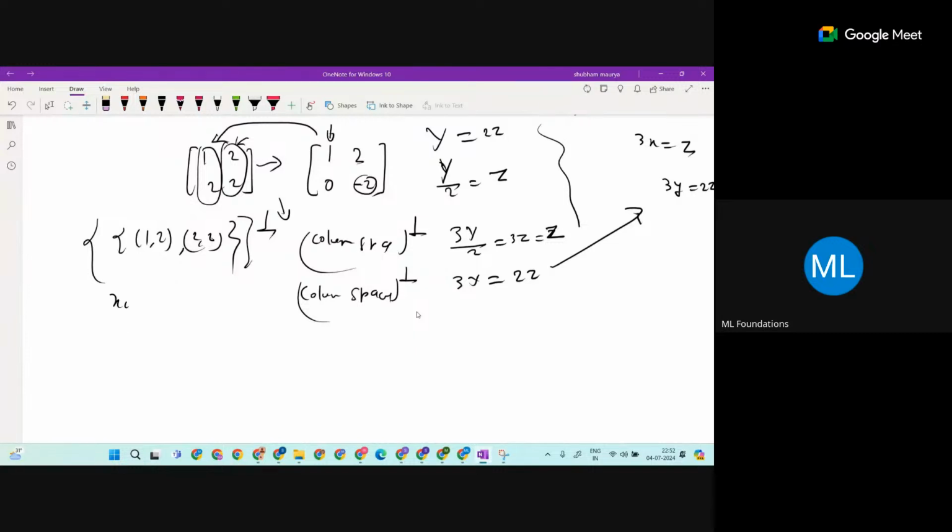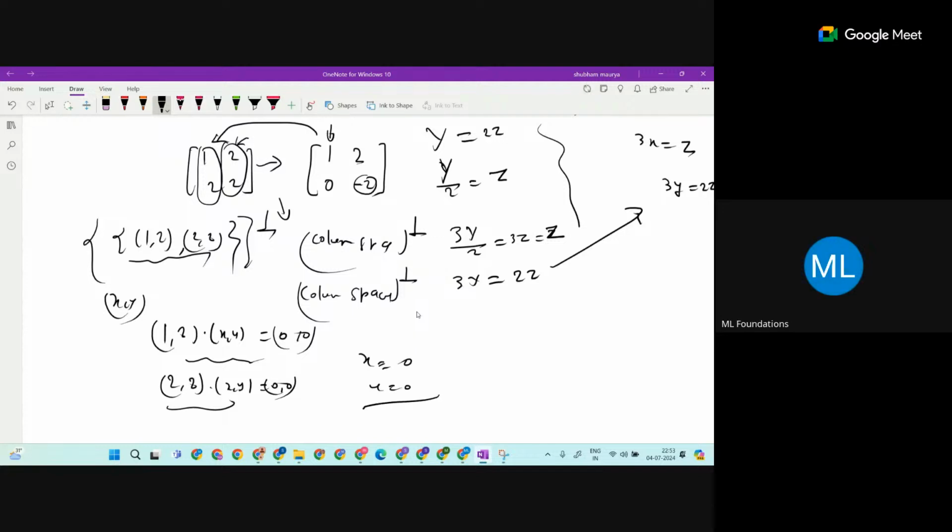How will we get this? Let's say xy is the orthogonal vector, which is orthogonal to these two. That means here we do the dot product with xy, and you get 0, 0. Also with the second one, the dot product is going to be 0, 0. Correct? Okay, got it. If you solve this system, you'll get x equal to 0, y equal to 0 only.